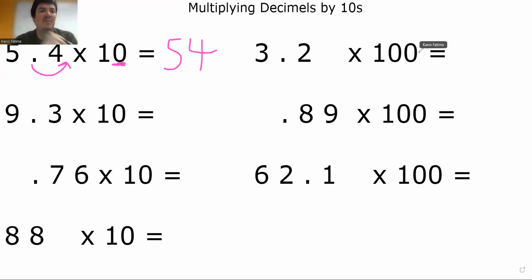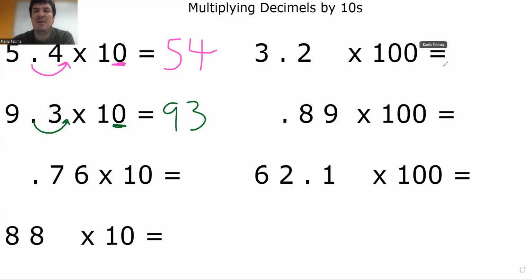Looking at our next number, 9.3 times 10. Again, 10 has 1 zero. So we're just going to move the decimal to the right one spot. 9.3 times 10 is now 93.